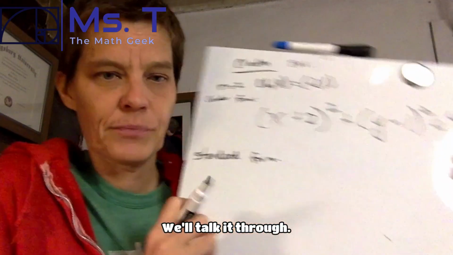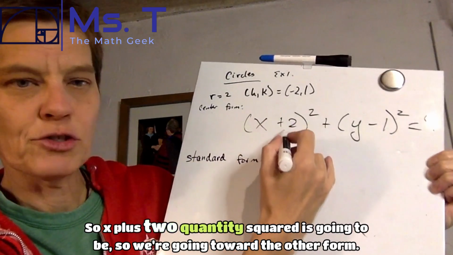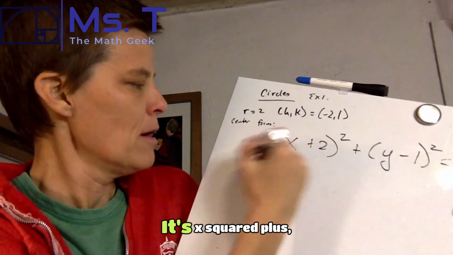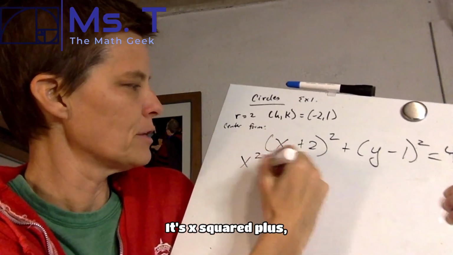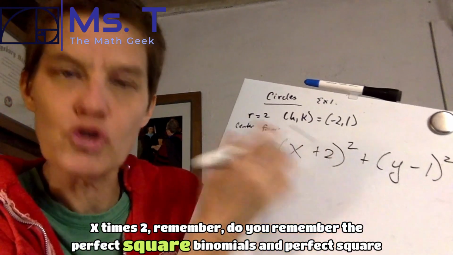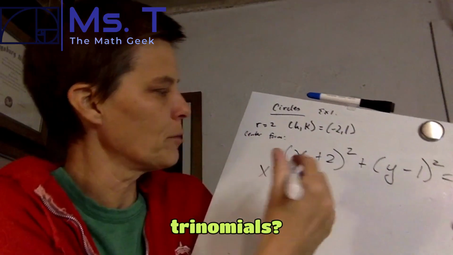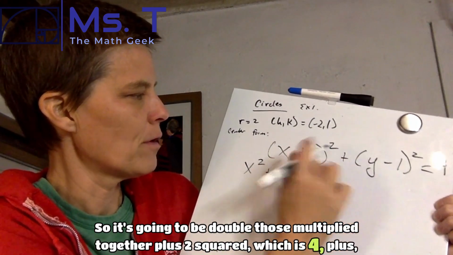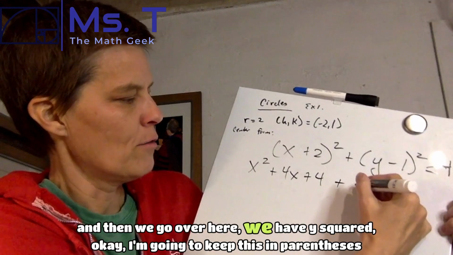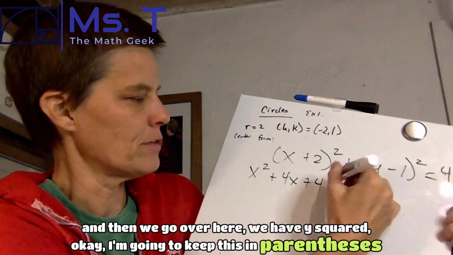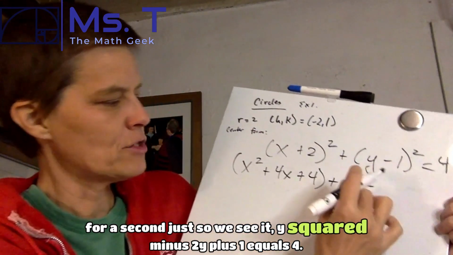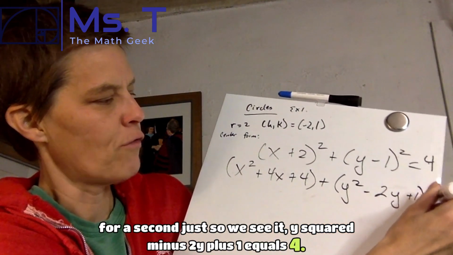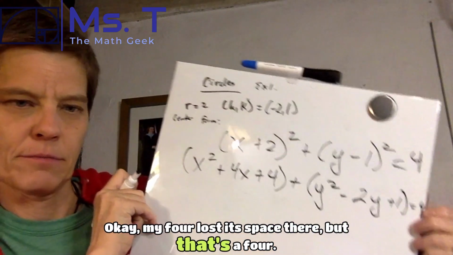We'll talk it through. So (x + 2) quantity squared is going to be, since we're going toward the other form, x squared plus x times 2. Do you remember the perfect square binomials and perfect square trinomials? So it's going to be double those multiplied together, plus 2 squared, which is 4. Plus, and then we go over here, we have y squared. I'm going to keep this in parentheses for a second just so we see it. y squared minus 2y plus 1 equals 4. My 4 lost its space there, but that's a 4.